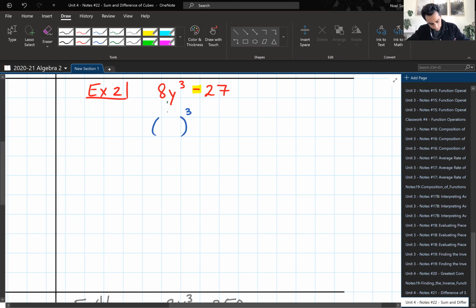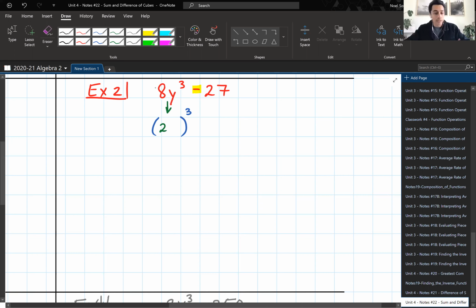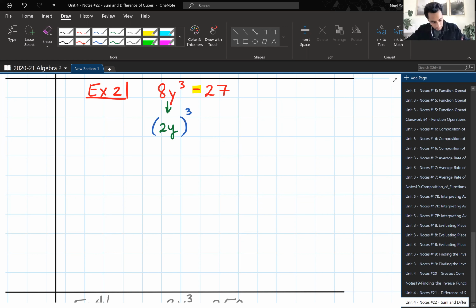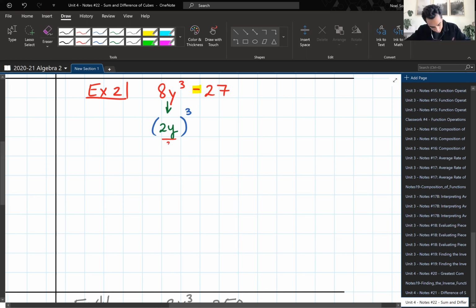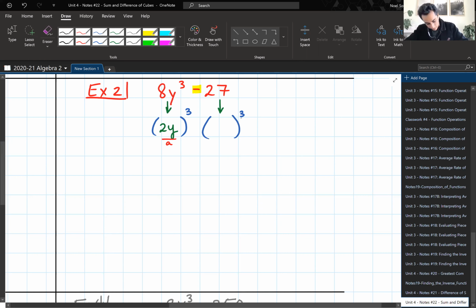Okay, so I'm going to need to do this twice. I need to find out what got cubed that gave us 8y to the third. Right, what got cubed? Okay, so 2 is part of it, right? Because 2 to the third gives us 8, but we also need the y. There you go, right? So 2y to the third power gave us 8y cubed. Okay, so that means that this entire term represents my A value. All right. And then what is going to be the value that when I cube it gives us 27?